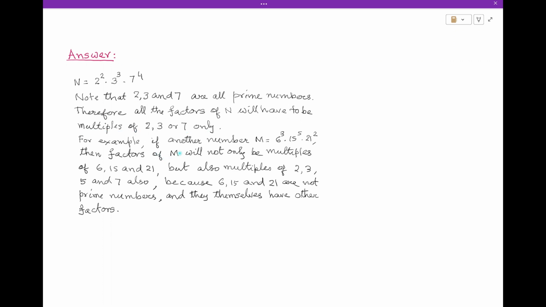For example, if another number m is equal to 6 to the power of 3 multiplied by 15 to the power of 5 multiplied by 21 to the power of 2, then the factors of m will not only be the multiples of 6, 15 and 21, but also multiples of 2, 3, 5 and 7, because 6, 15 and 21 are not prime numbers and they themselves have other factors like 2, 3, 5 and 7.